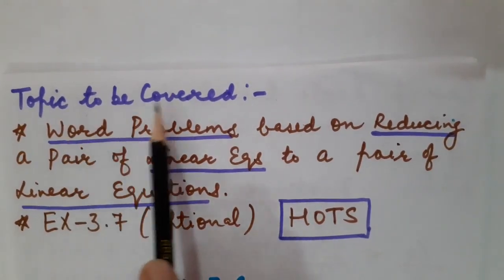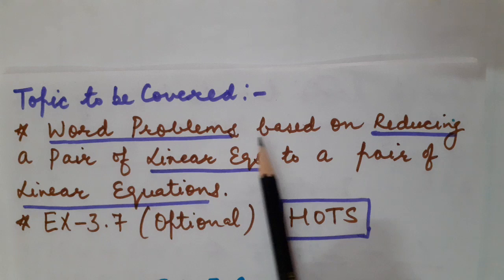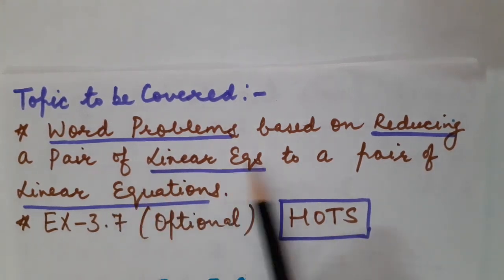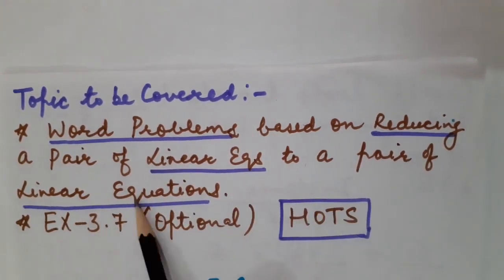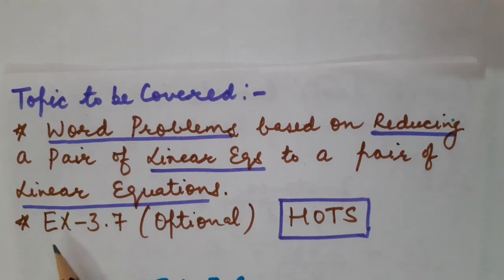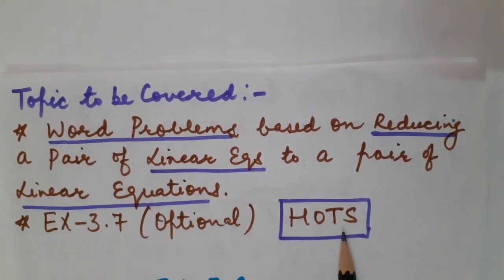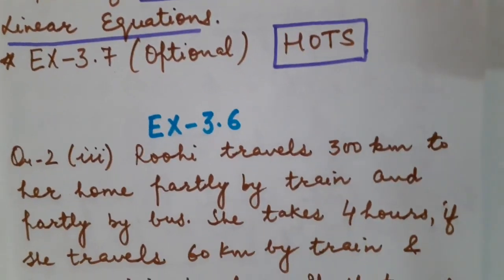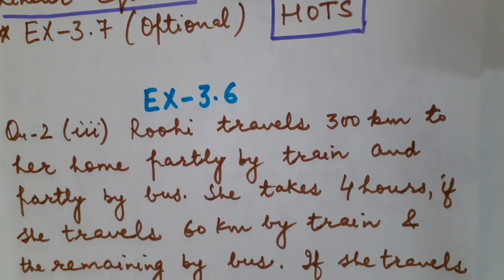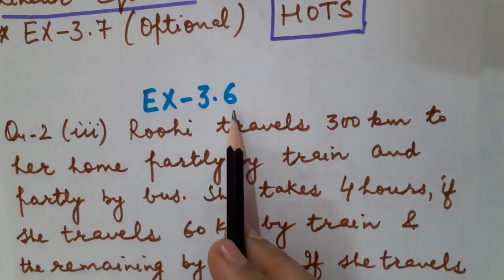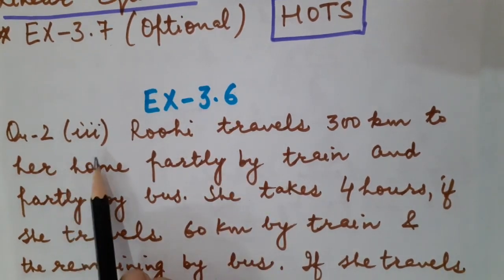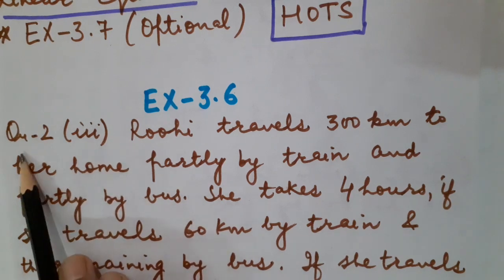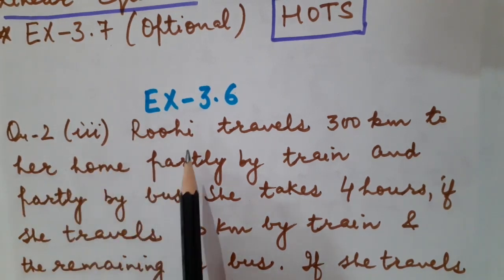So the topics to be covered are word problems based on reducing a pair of linear equations to a pair of linear equations, and exercise 3.7, that is optional exercise containing all problems. So let us start, children. This is the last question which is left from exercise 3.6. So I am going to read the question. Please be alert. This is question number 2, third part.